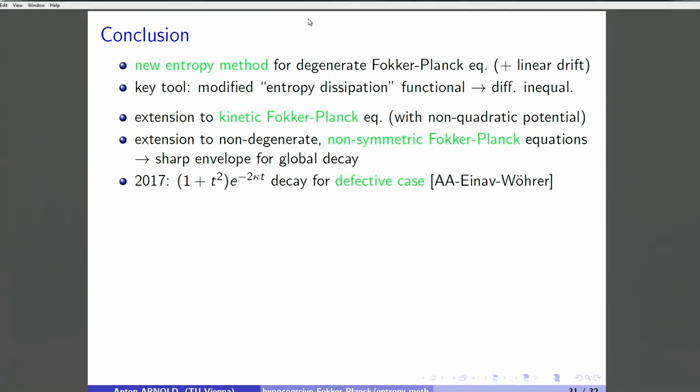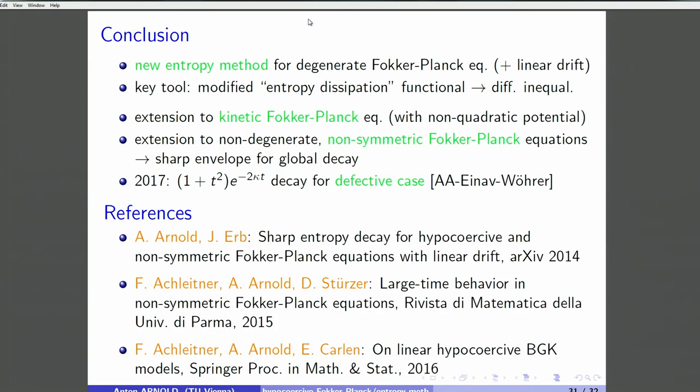And this is a preprint with Tobias Wörer, who is here, and Amit Einav. And here are some references where this method is written up. Applications to kinetic BGK models where you have a drift part and a reaction part. It's joint work with Franz Achleitner and Eric Carlen.